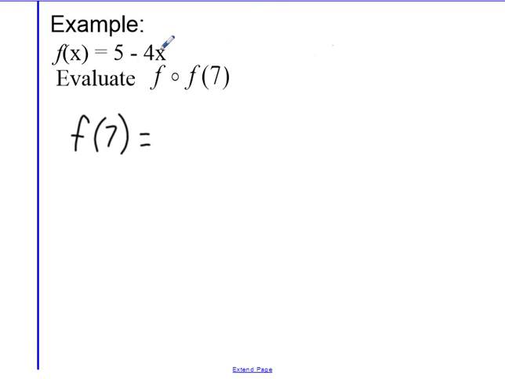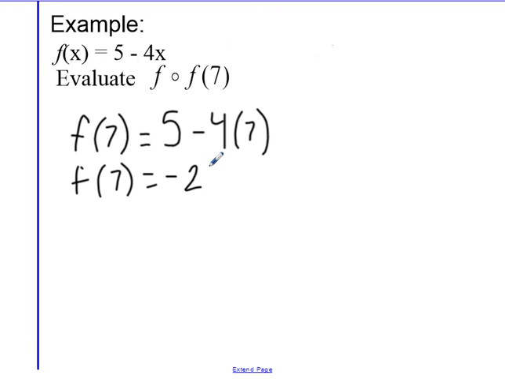There's only one x right here, so I'm going to plug a 7 right there. 5 minus 4 times 7. f of 7 is equal to 5 minus 4 times 7. That's the same thing as 5 minus 28. So our answer is going to be negative 23. That's my answer for this first part, f of 7.